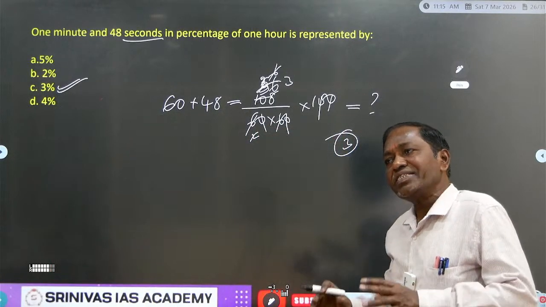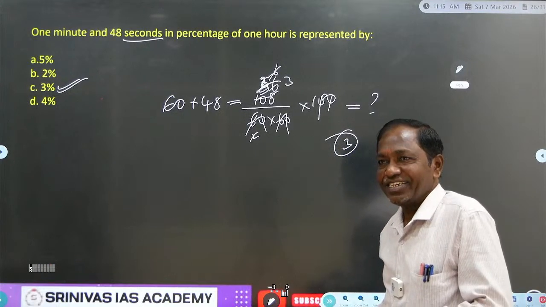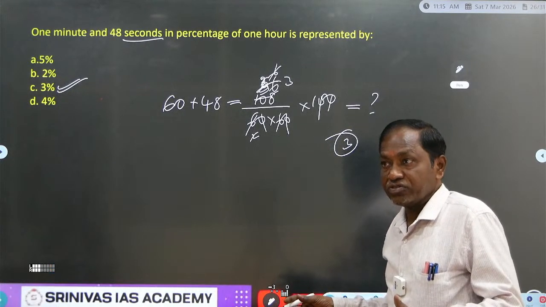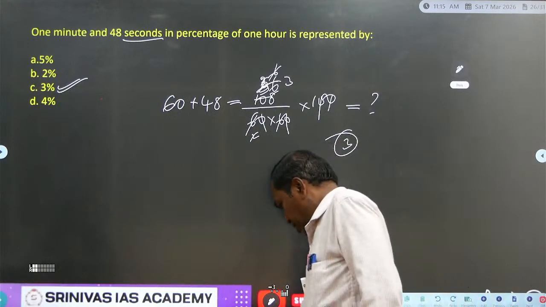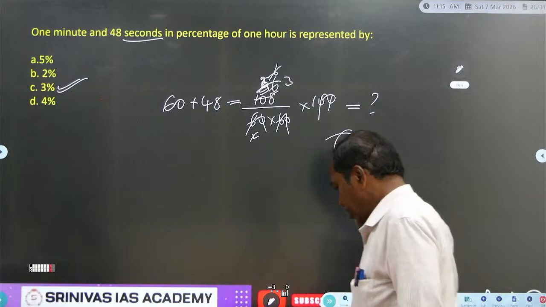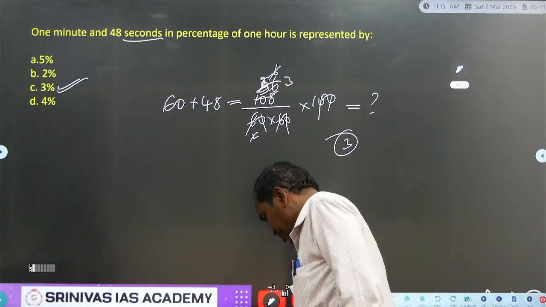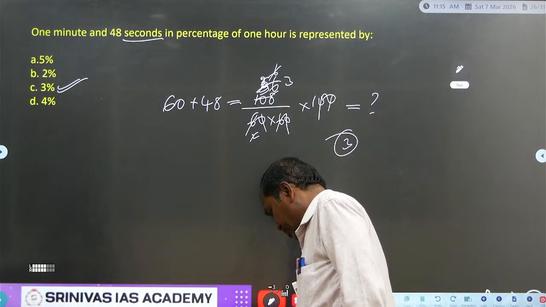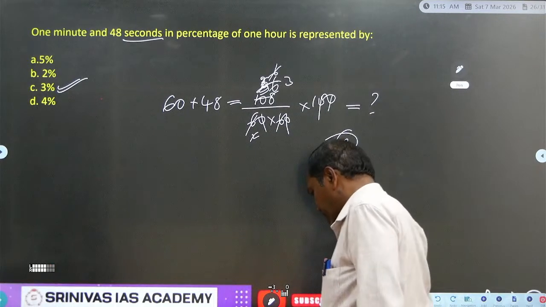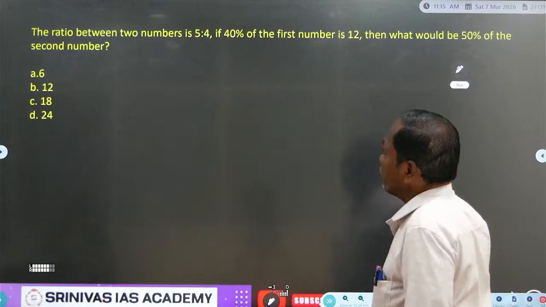Always you have to convert to the smallest unit. Again, CSAT questions also, this is the approach. Yes Rishi, correct, 3 is the correct one. Those who are correct, Satyabhama, Rishi, all are correct, fine. Yes, next we will move on to the next question.